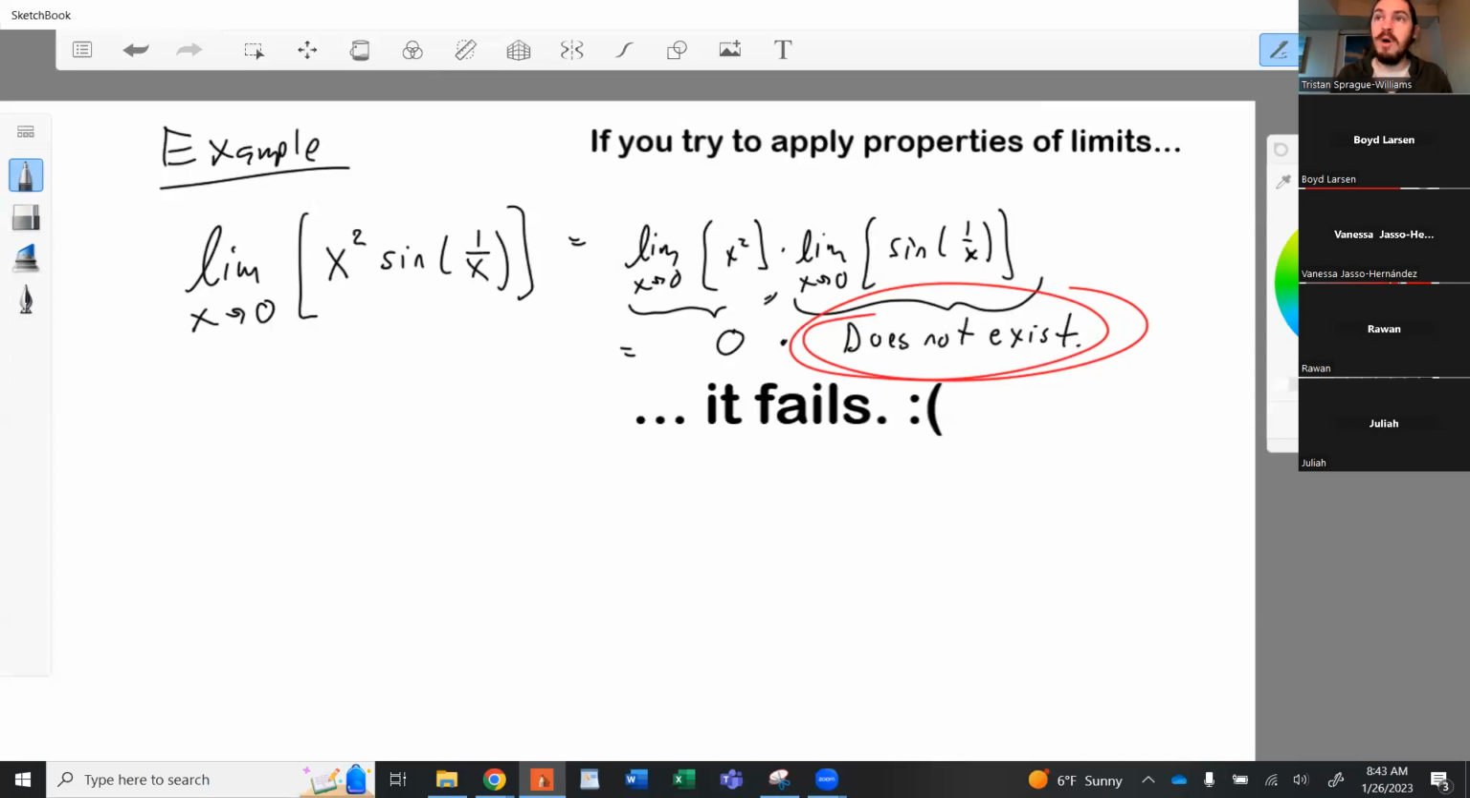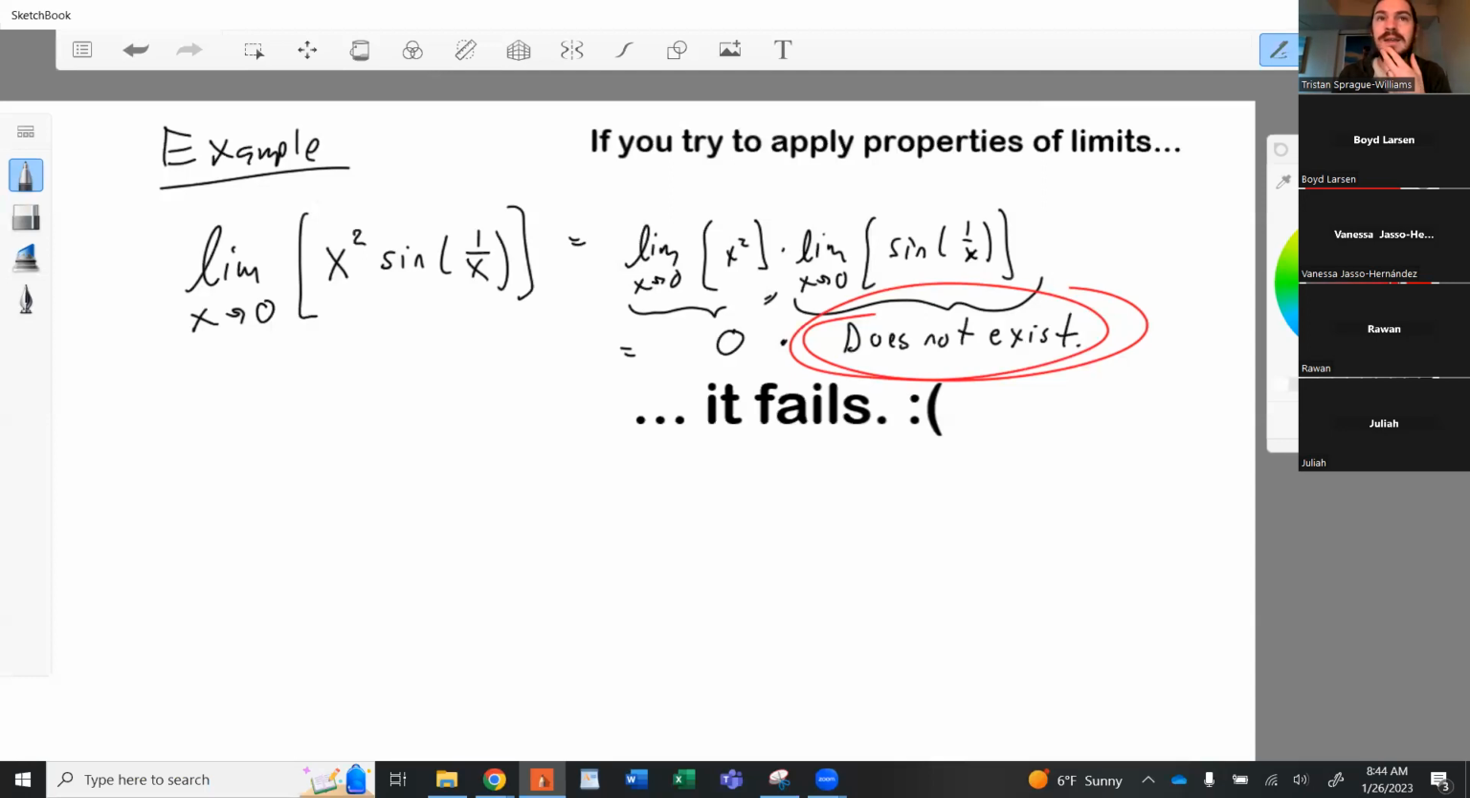These properties of limits only apply, they're only valid if all the individual limits exist. Now you may be thinking, well, if it's times 0, isn't the answer going to be 0 no matter what? Anybody thinking that? Isn't anything times 0 going to be 0? So if one of the two things that you're multiplying together is 0, isn't the whole thing going to be 0?